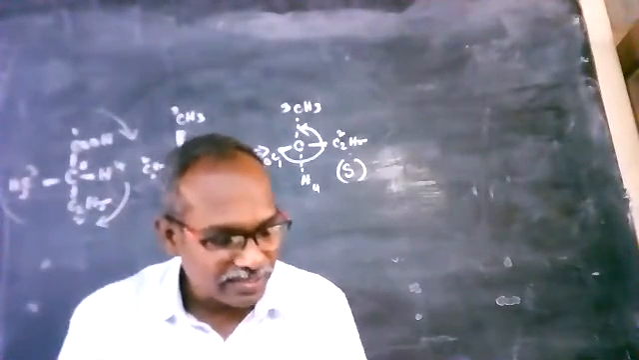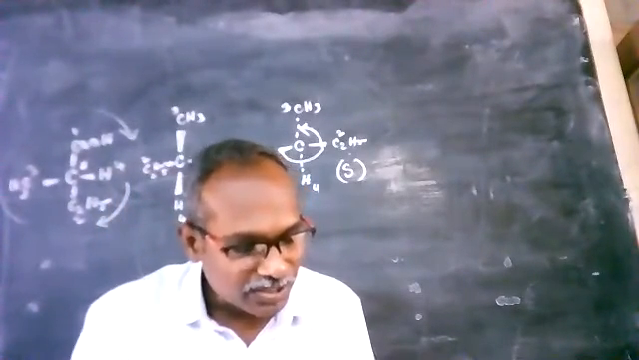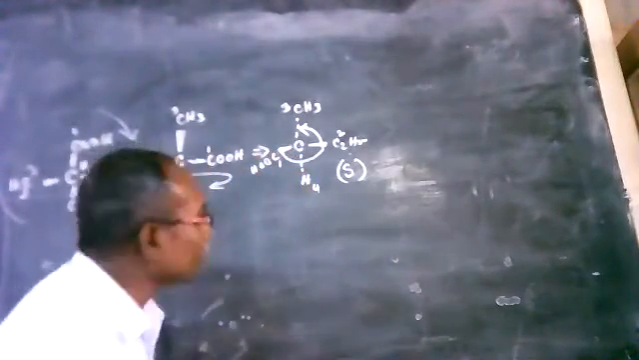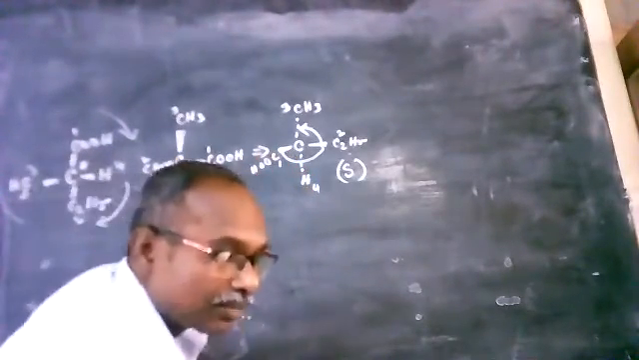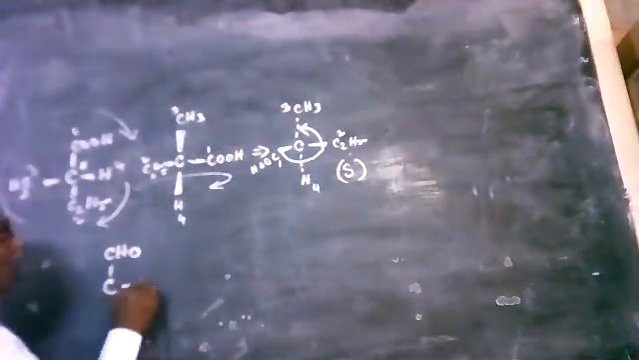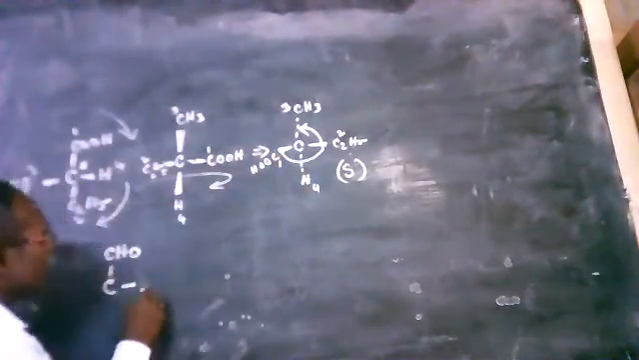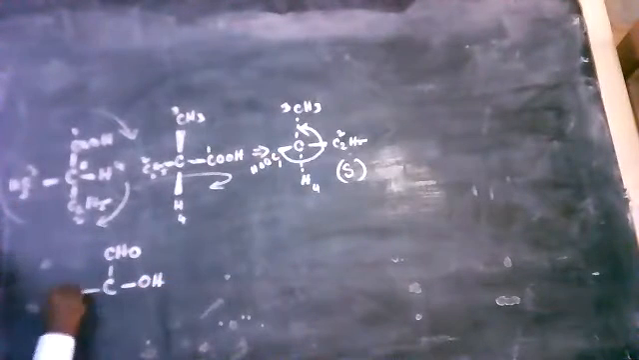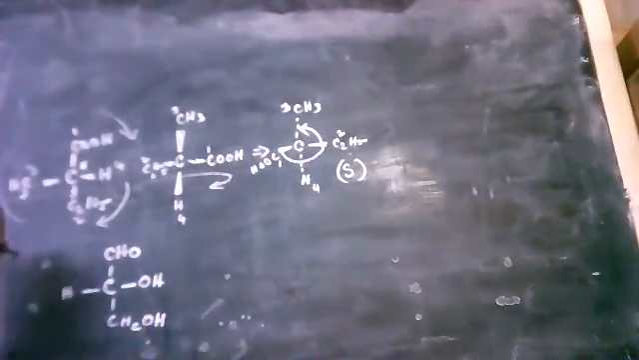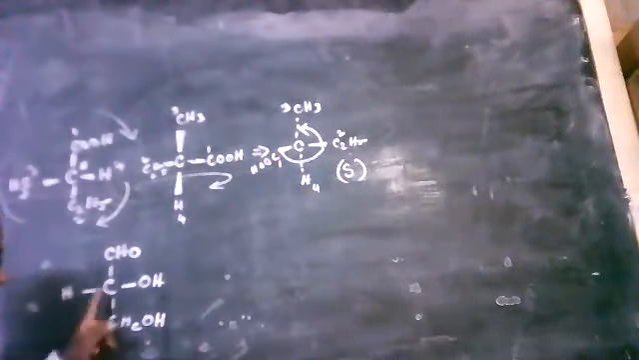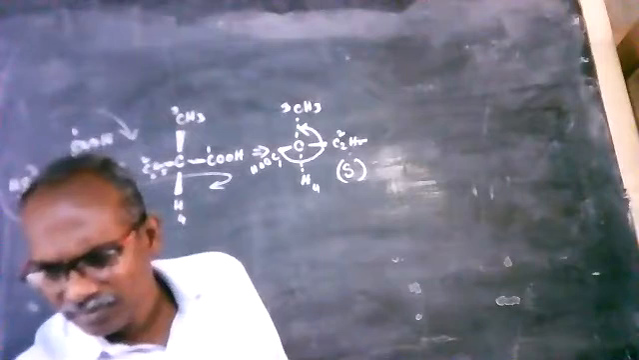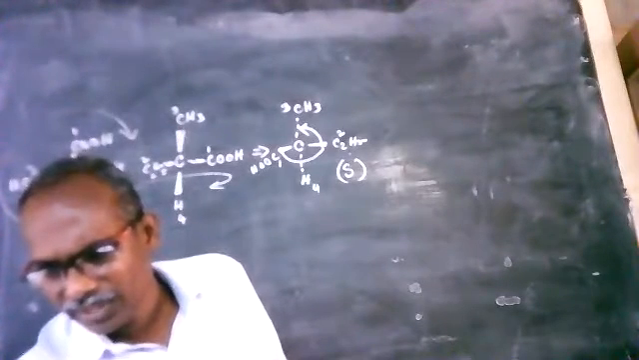Now, a few more examples I would like to put so that you can understand very easily. Now look here, another example. Carbon, CH3, then OH, H, CH2OH. Now look, this is a chiral carbon.